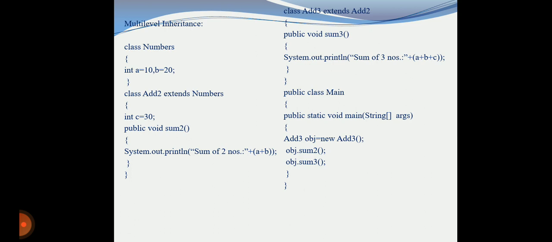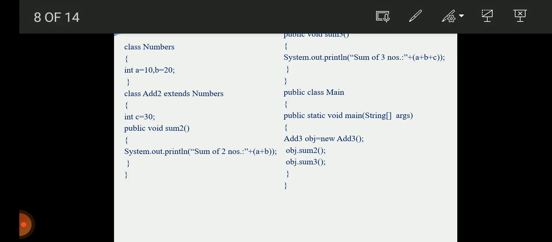Next we will see about multi-level inheritance. Multi-level inheritance means that a derived class inherits a base class, and the derived class also acts as a base class to another class. There will be levels. The base class will have a derived class, and that derived class will have another derived class. That is why we call it multi-level inheritance. Now let us see the example.